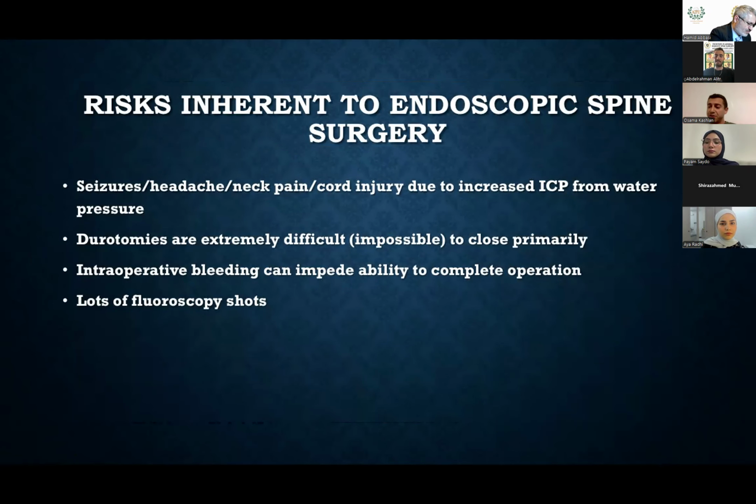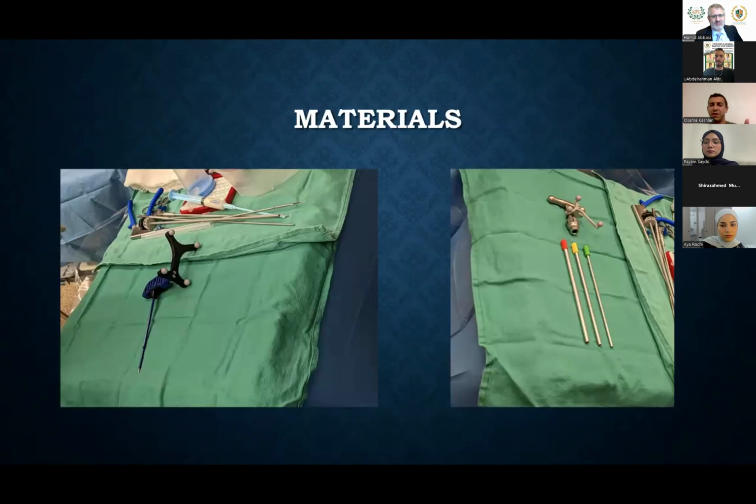And me and Dr. Abdelbar are working on putting all our data together to look at this. But you really have potential for increased accuracy and decreased radiation exposure to the OR staff. And this is what I use. You have the navigated Jamshidi needle, whatever system you have. At this time, it was a Medtronic O-arm, but really any system that you have would work.